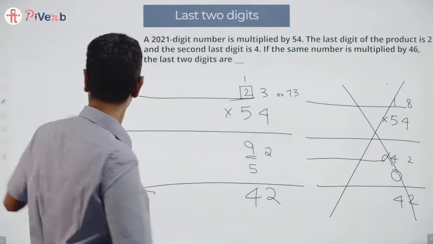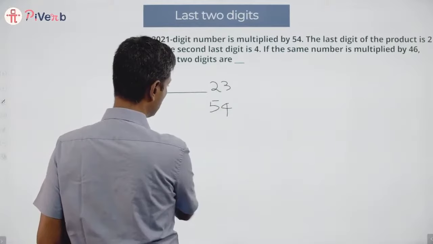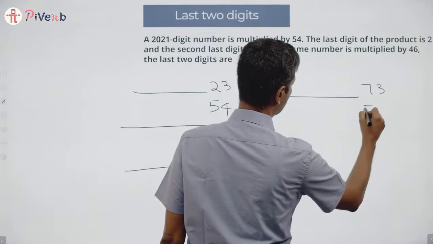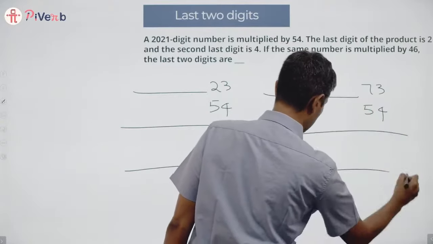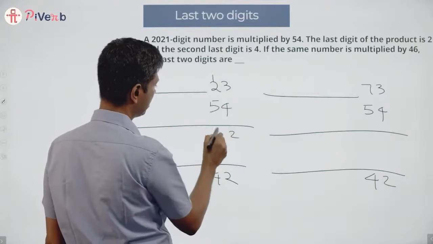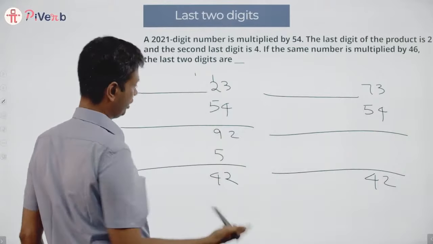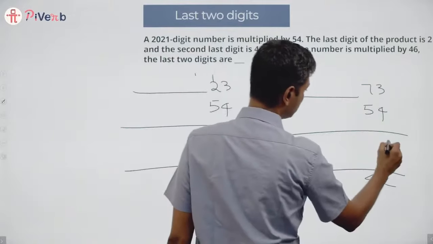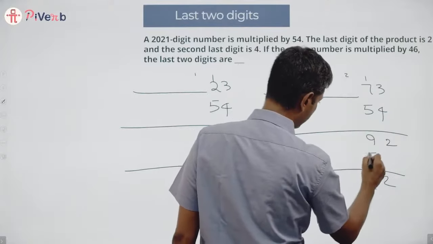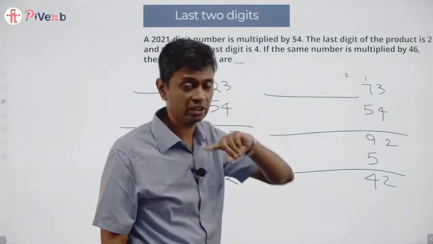Now we are getting somewhere. So my last two digits were 23. I multiply by 54. My last two digits will be 42. My last two digits were 73. I multiply by 54. My last two digits will be 42. Why? 4 into 3, 12, 2, 1, 4 into 2, 8, 8 plus 1, 9, 5 into 3, 15, 5, 1 carried over, 2, 14 works. 4 into 3, 12, 2, 1 carried over, 28 plus 1, 29, 9, 2 carried over, 5 into 3, 15, 5 works. My last two digits would be 23 or 73.